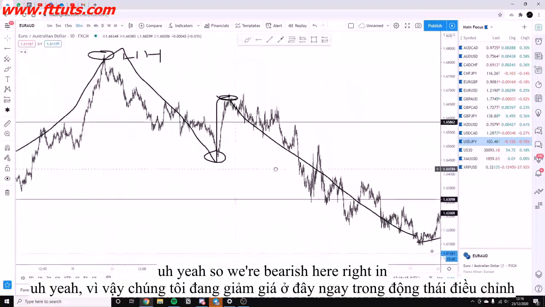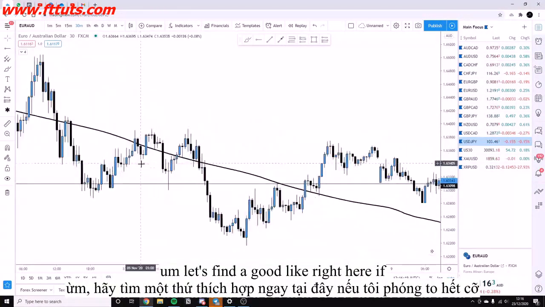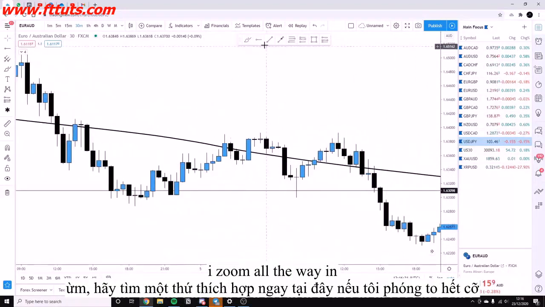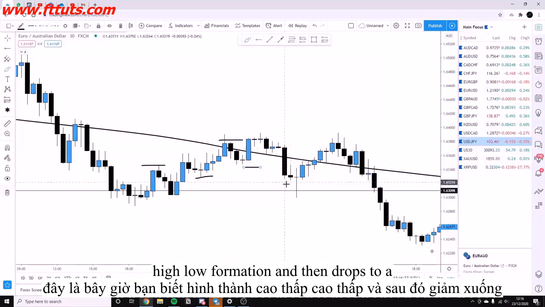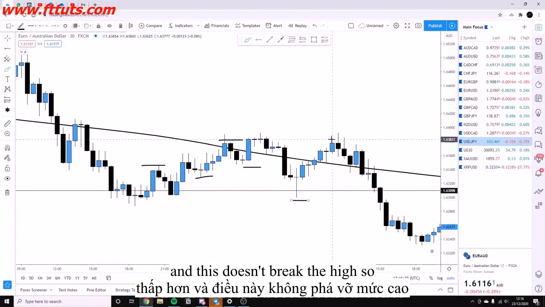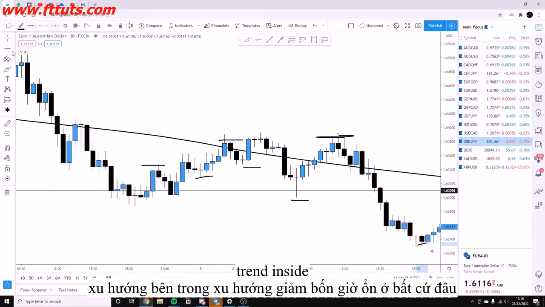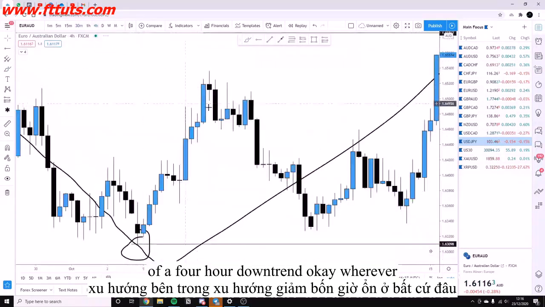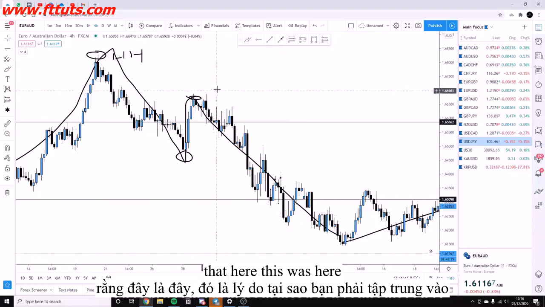Yeah, so we're bearish here, right? In the corrective move, let's find a good one, right here, if I zoom all the way in, this is now, you know, high, low formation, and then drops to a lower low, and this doesn't break the high, so potentially lower low. And now we're looking at this sort of trend inside of a 4-hour downtrend, okay? Wherever that, here, this was here.